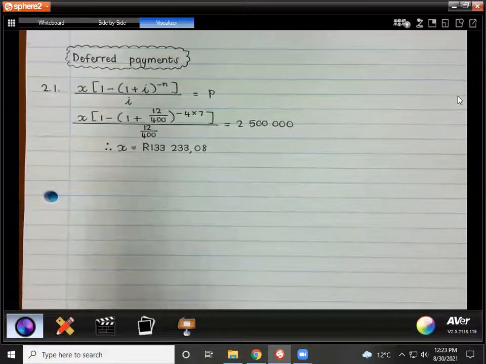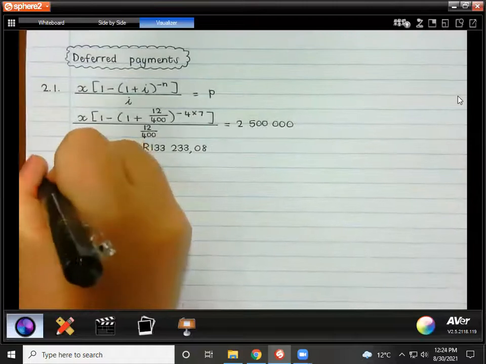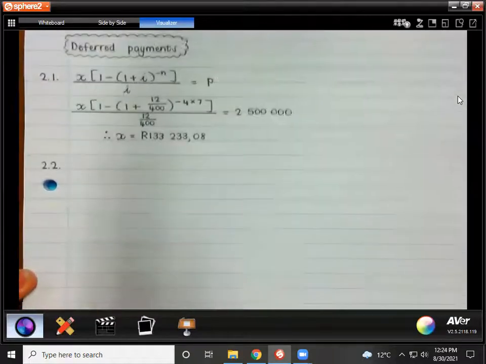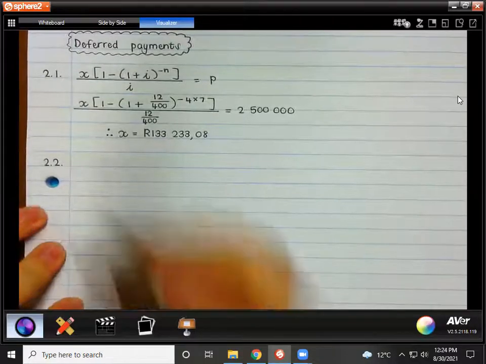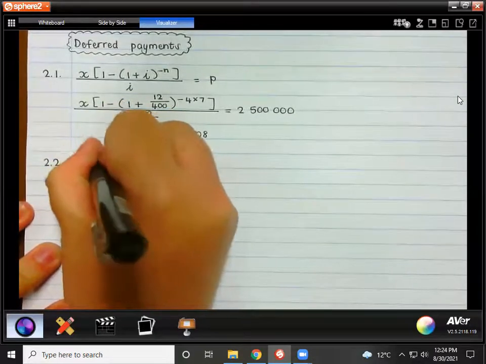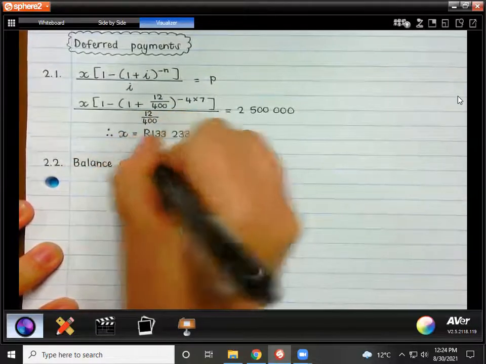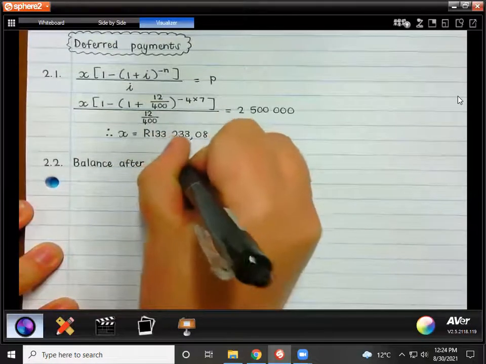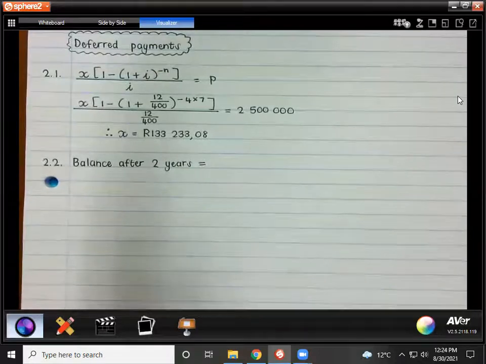2.2, calculate the balance on the loan at the end of 2 years. I want you to do that on your own, please. Calculate the balance on the loan at the end of 2 years. Now you can use either method, it's up to you, you can decide. Calculate the balance on the loan at the end of 2 years. And remember, this is a 7-year loan. So after 2 years, 5 years are still left.